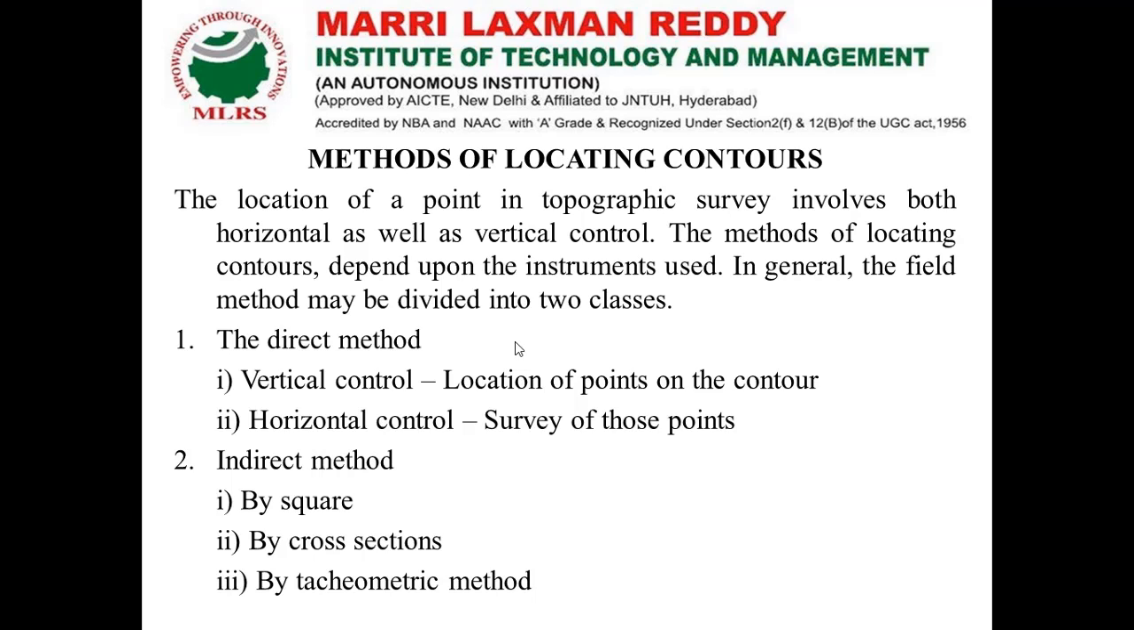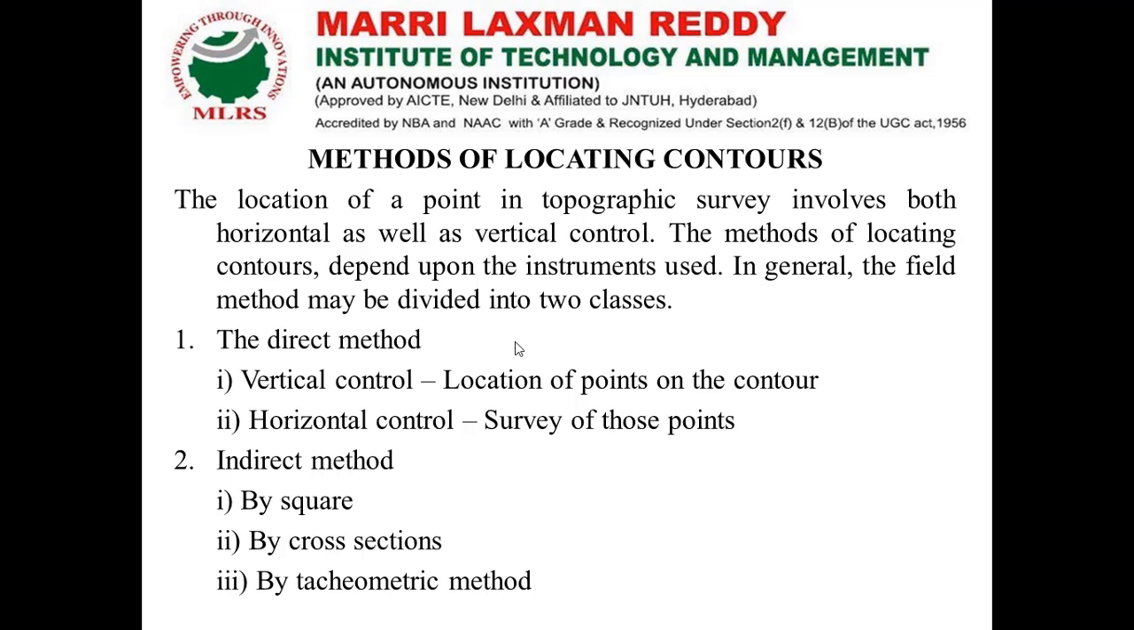So first, what is locating the contour? Which means we are going to take the reduced level of the field, which may be given or we have got it. For that we have to take the reduced level. The way and the methodology we are going to use to take those reduced levels in the field are called methods of locating contour. There are two methods, one is the direct method, another one is the indirect method.